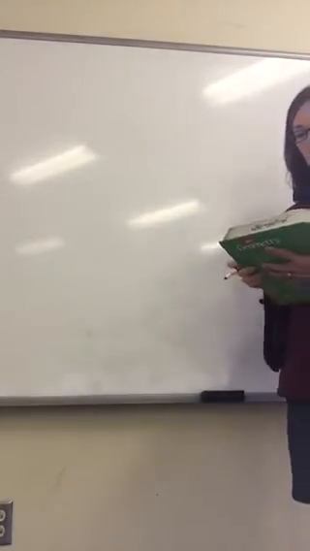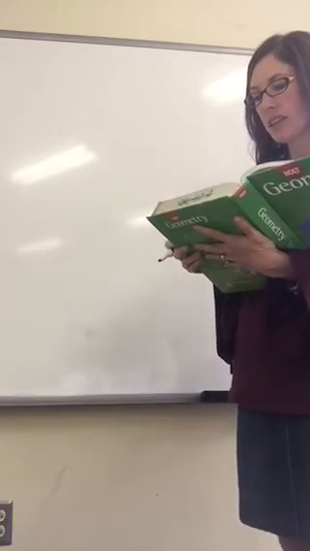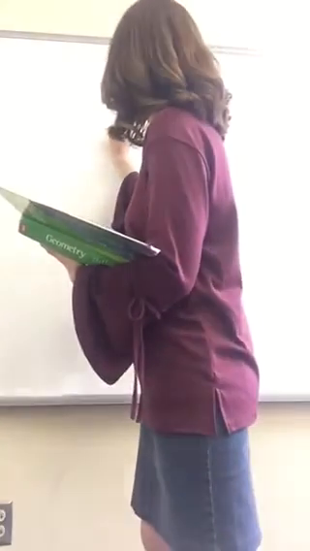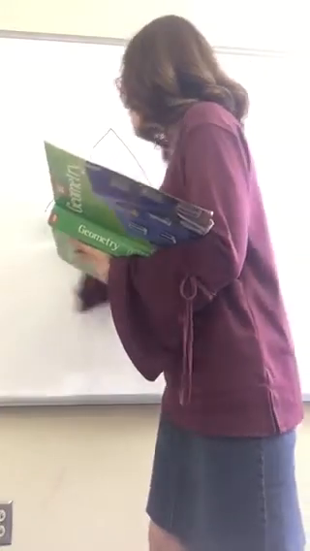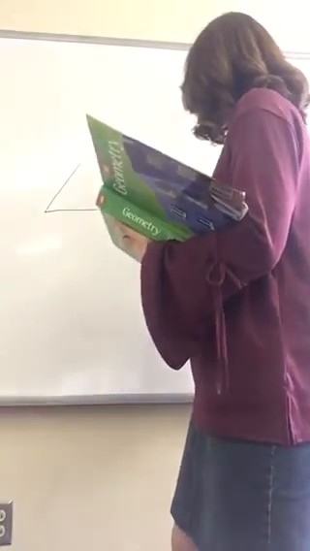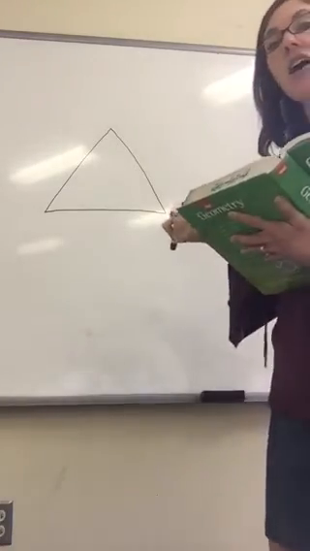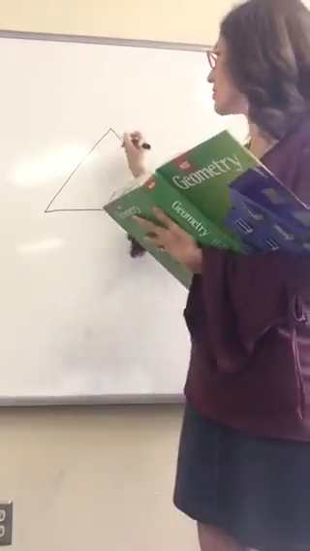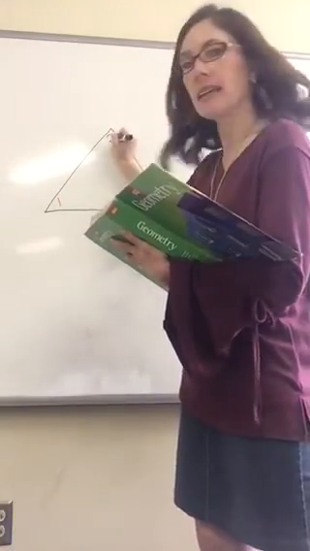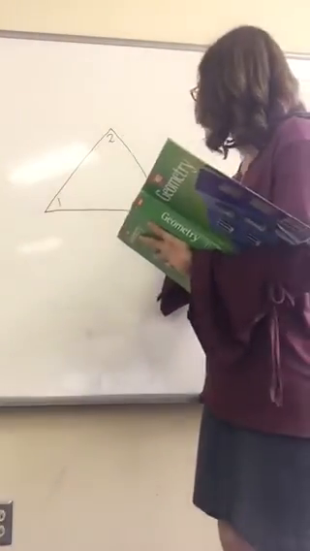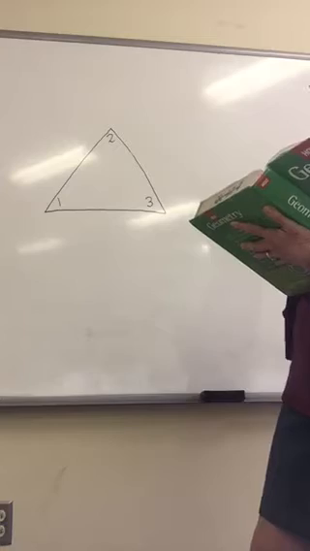Read along with me in your book. The interior is the set of all points inside the figure. Let me draw us a good triangle. The interior is the set of all points inside the triangle. So that would lead you to believe that an interior angle is all the angles inside the triangle. So let's say we have angle 1 right here, angle 2 right here, and angle 3 right there. So those are all of the interior angles.